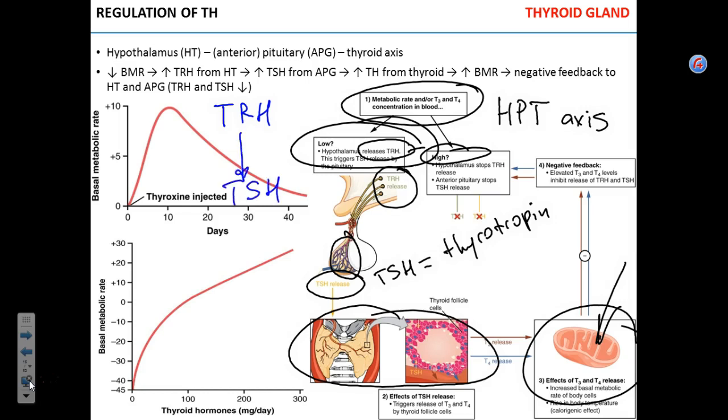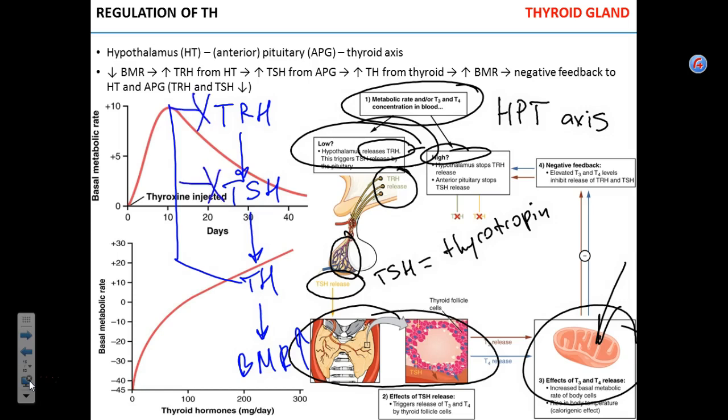That's pituitary, right? TSH acts on the thyroid gland, sorry, which produces thyroid hormone. And thyroid hormone first will increase BMR, and it will inhibit both TRH and TSH. Does that make sense? This axis that I drew there in blue, does it make sense?